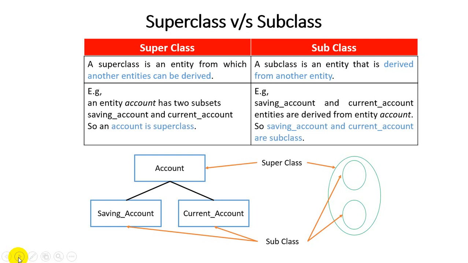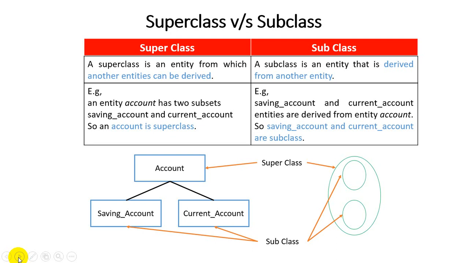Example, an entity account has two subsets known as saving account and current account. So account is a superclass because it is the topmost entity from which we can divide into other entities. Example says saving account and current account entities are derived from the entity known as account. So as per the definition, a subclass is an entity that is derived from another entity. Means saving account and current account are the subclasses of our account entity.